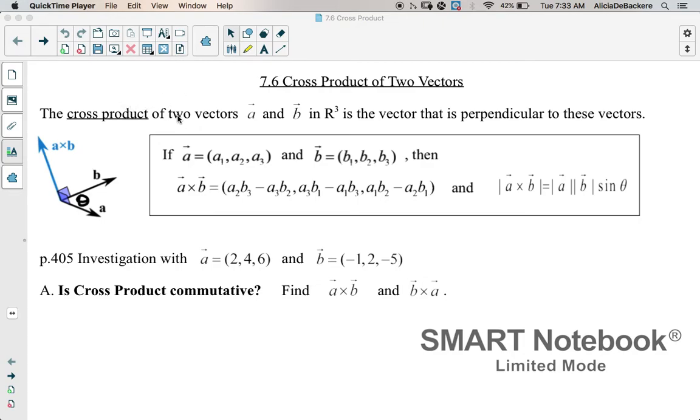Good morning. Welcome to lesson 7.6, cross product of two vectors. In today's lesson, we're going to be looking at another type of multiplication with vectors. This one is called the cross product.